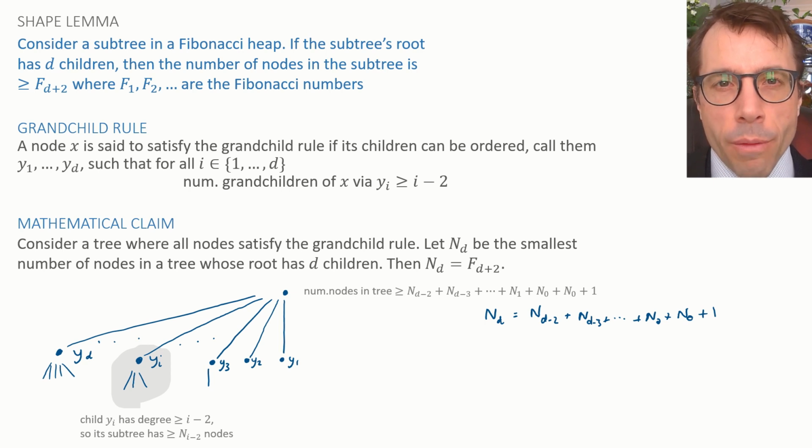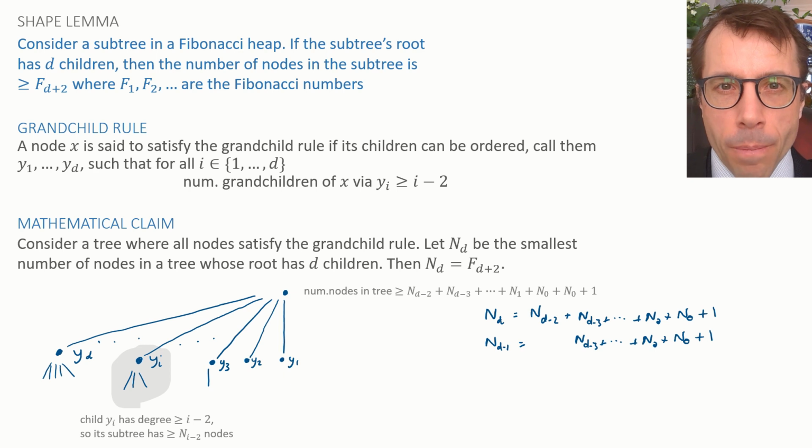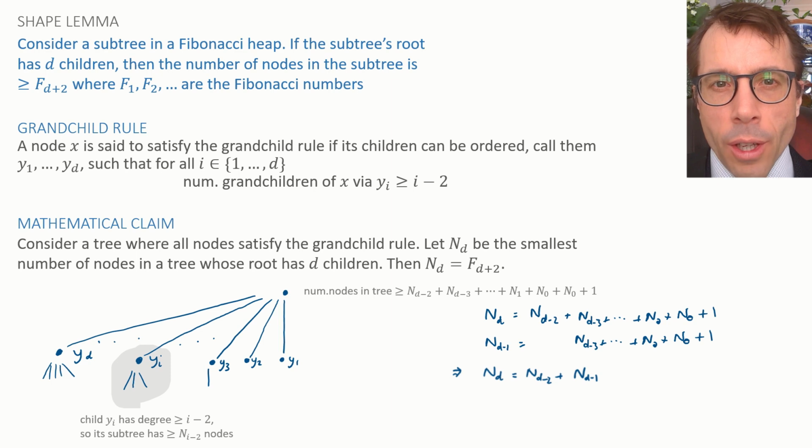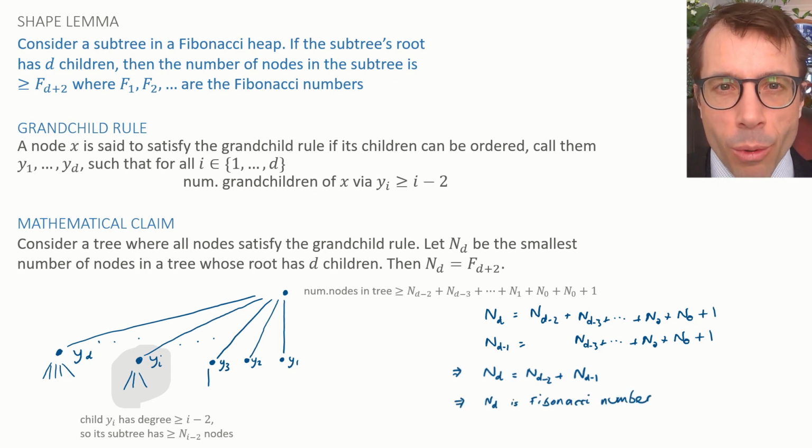There's just a tiny bit of algebra left before we spot that it's actually a very simple recurrence. First, let's just plug in the formula for n_{d-1}. This is what we get. And we spot it's got precisely the same terms as the n_d formula, except for the first. Therefore, n_d is equal to n_{d-2} plus n_{d-1}, which is exactly the Fibonacci recurrence relation.